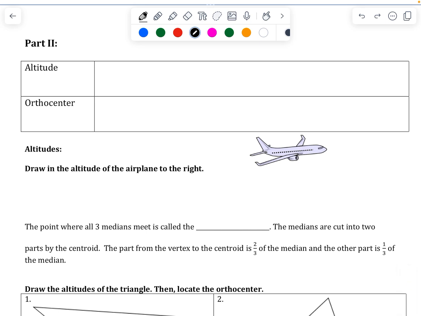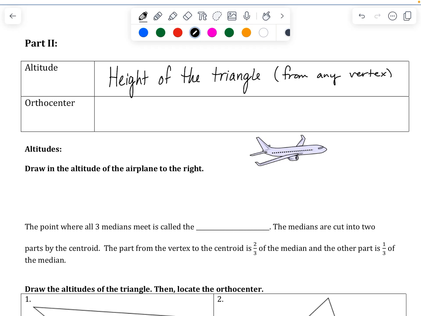And altitude, I always think of like flying a plane. If you're in an airplane, your altitude is the height of the triangle. And we're going to do this from any vertex. And our orthocenter is where the altitudes meet, where they intersect. It's our point of concurrency of our altitudes.